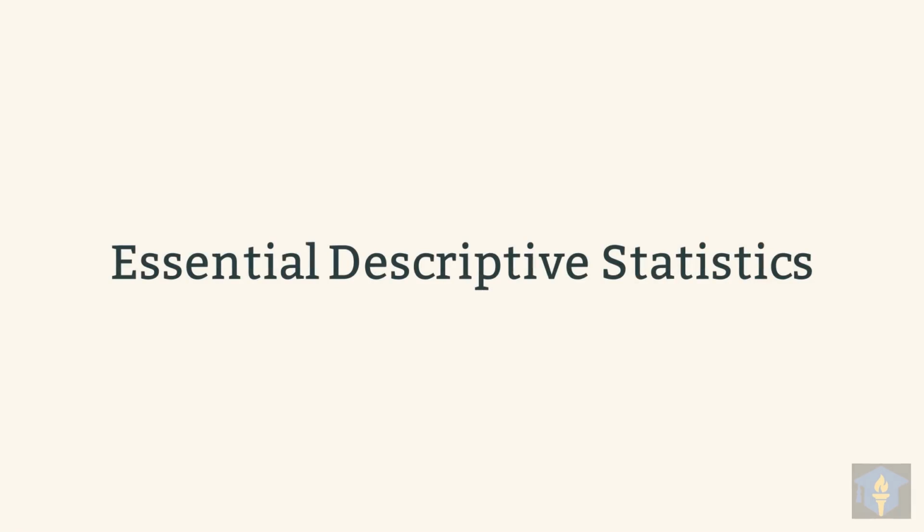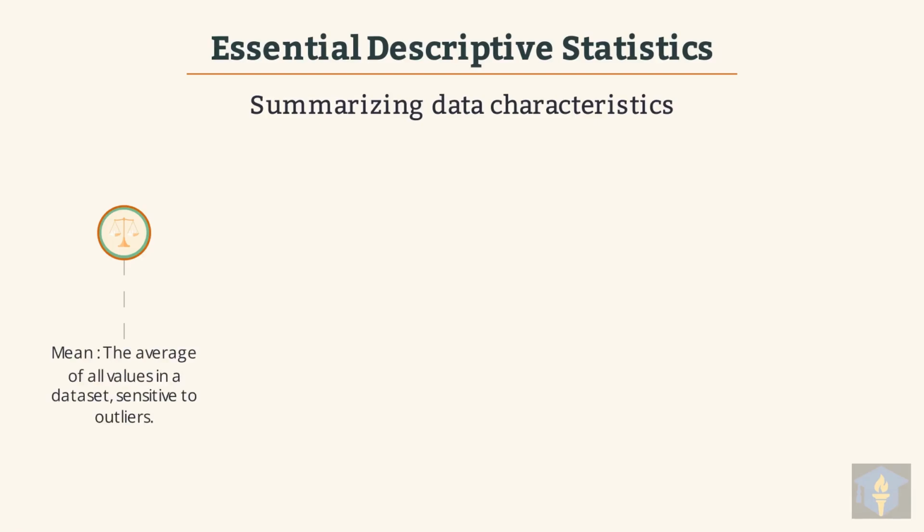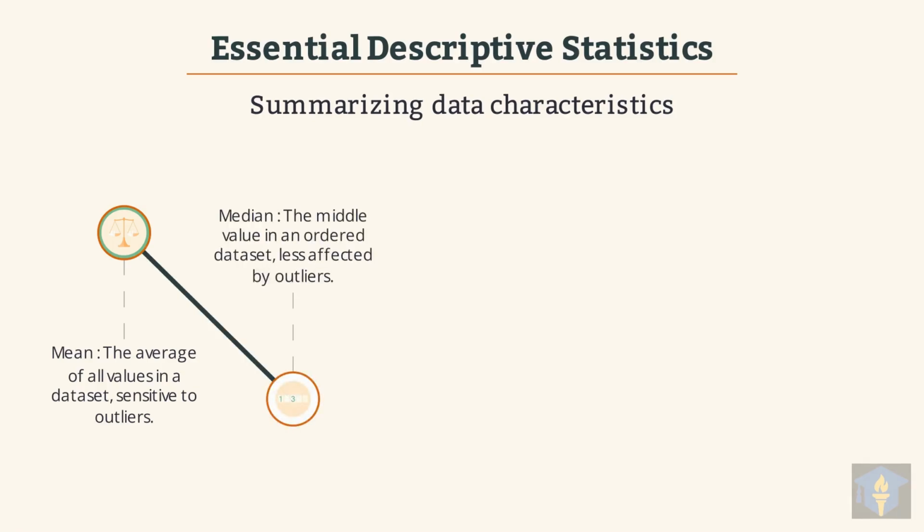Let's now delve into the essential descriptive statistics used to summarize data. These statistics are fundamental for summarizing key data characteristics and gaining initial understanding. The mean is the average of all values in a dataset, but it can be sensitive to outliers. The median is the middle value in an ordered dataset, making it less affected by extreme outliers.